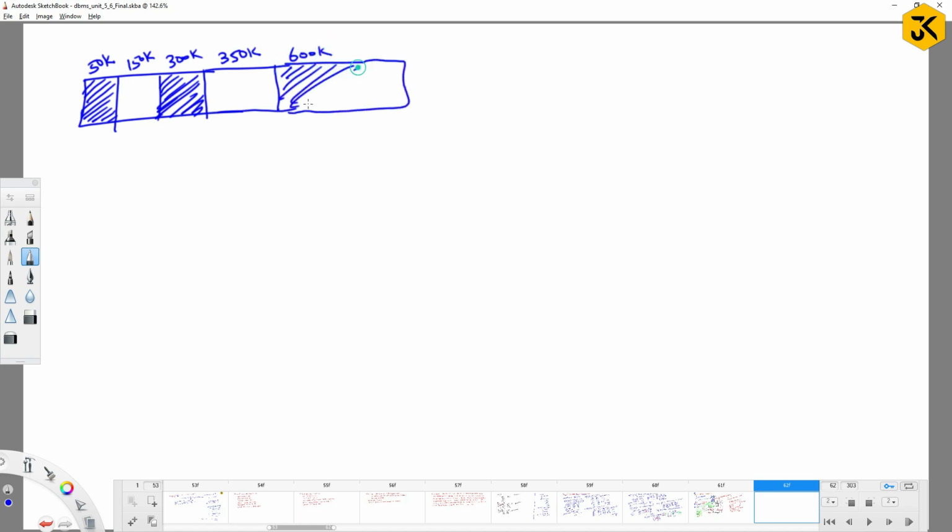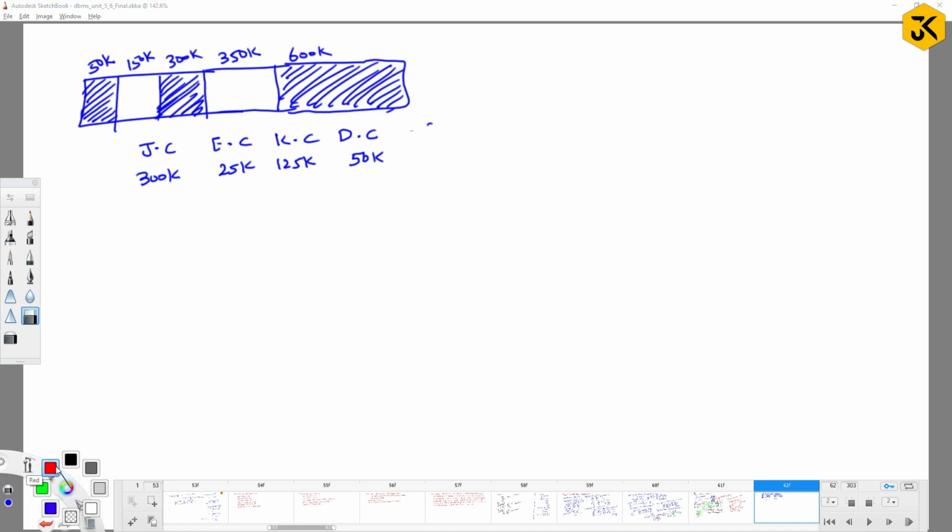If I say this is a kind of disk, and my new requests are J.c, E.c, K.c, D.c, F.c in this order, right? And each request has a size of 300K, 25K, 125K, and 50K. For example, these files I need to save. Now, how will your disk space manager do it? They will try to place these files, right?